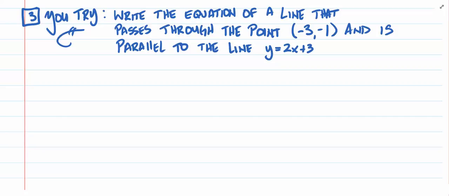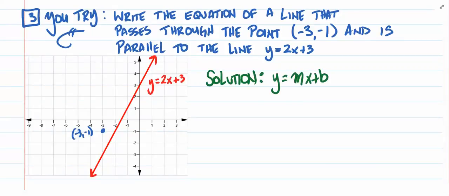Box 3 is a Try. It says write the equation of a line that passes through the point negative 3, negative 1, and is parallel to the line y equals 2x plus 3. Look back at box 2 if you need help. Hopefully you got the right answer. If not, here's the solution.